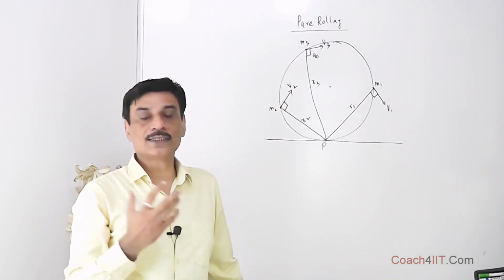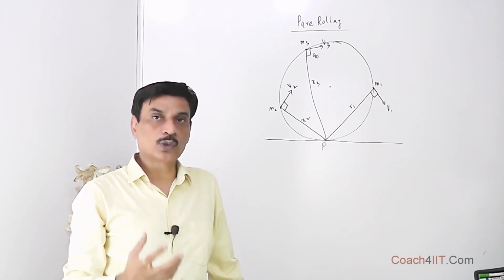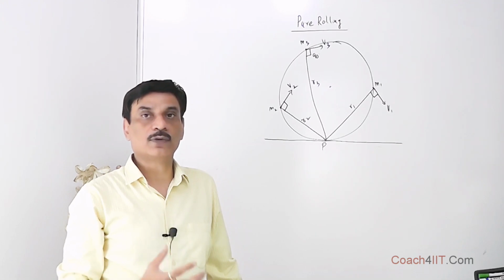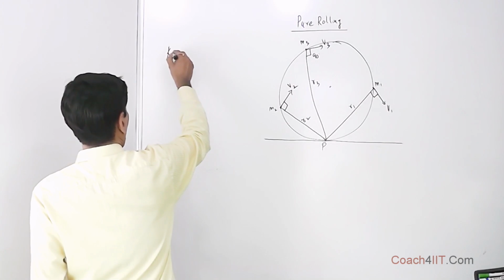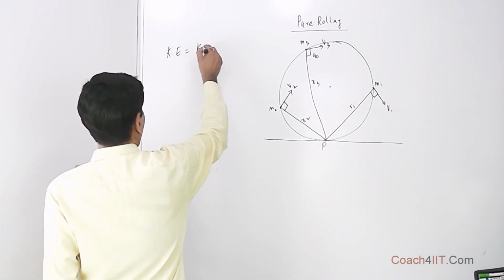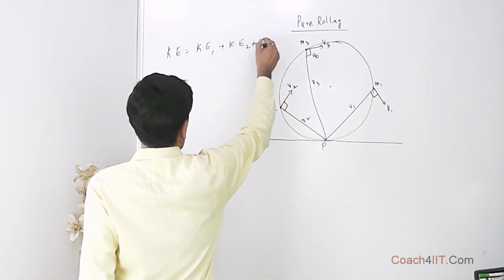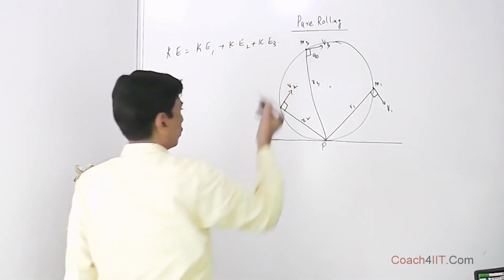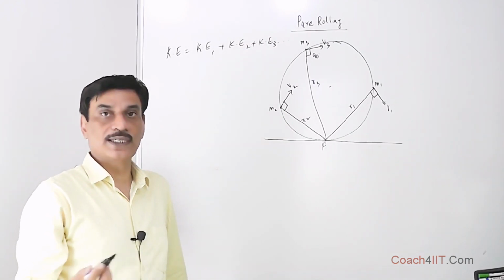If we add these kinetic energies of the individual particles, that will give us the total kinetic energy of this body, which is in pure rolling motion. So the total kinetic energy of this body is the kinetic energy of particle 1 plus kinetic energy of particle 2 plus kinetic energy of particle 3 and so on. Kinetic energy is a scalar quantity, so we can algebraically add or subtract.